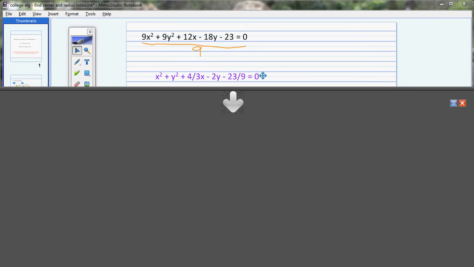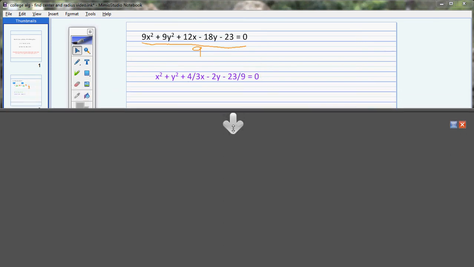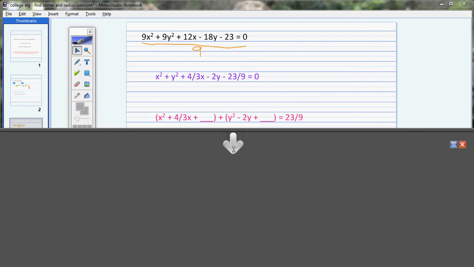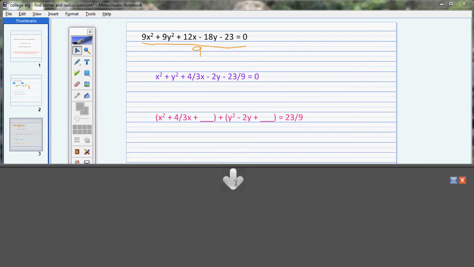Step number 2 tells us to get it in order and move that whole number to the right. So let's do that. When we get it in order, we have the x's together, x squared plus 4/3 x plus a blank, plus put your y's together, y squared minus 2y plus a blank, and move that negative 23/9 to the other side, which makes it a positive 23/9. Now, let's follow the next step.